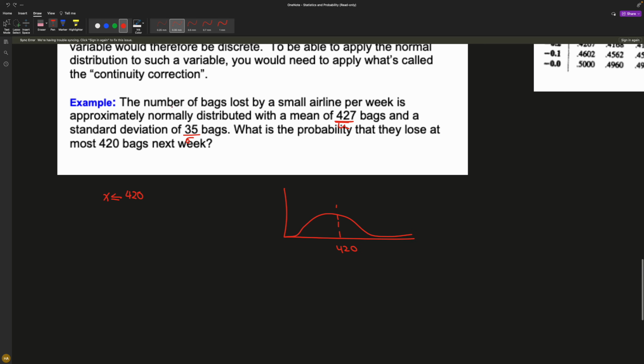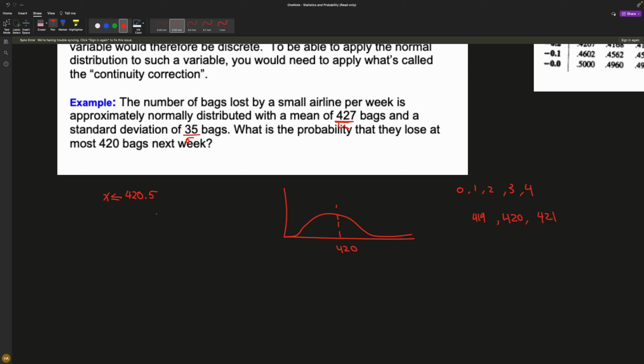But the trick with using a standard normal distribution with this one is you always have to add 0.5 to your number. So this will be 420.5. Now you might think, why is that? I like to explain why, because you will not remember it if you don't understand it. Remember, discrete values are solid numbers: 0, 1, 2, 3, 4, and so on. Let's actually use this one: 419, 420, 421.